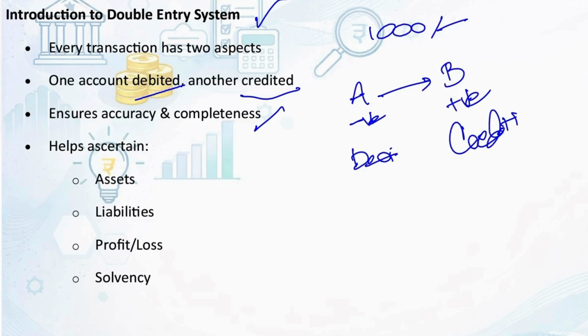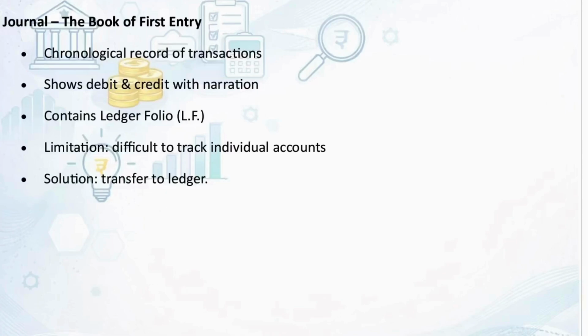Why is the double entry system important? Because of this double entry system only, we are able to track the assets of a company, liabilities, profit and loss of a particular year, and the soundness of a company. All this we can track with the help of double entry.